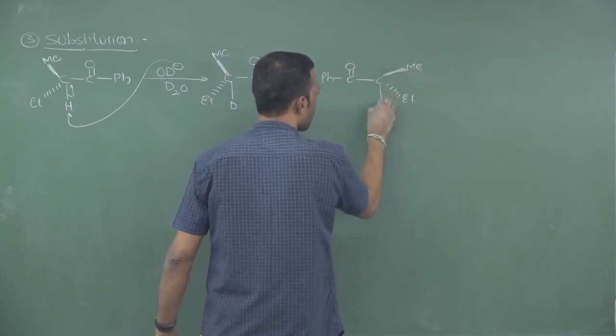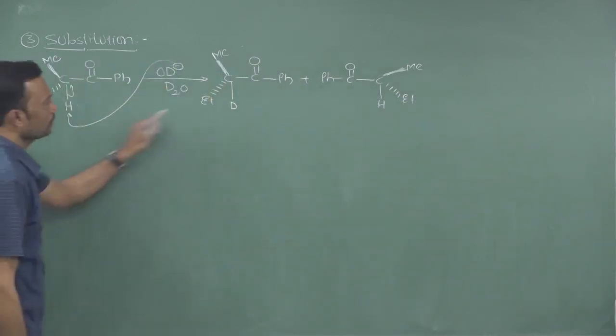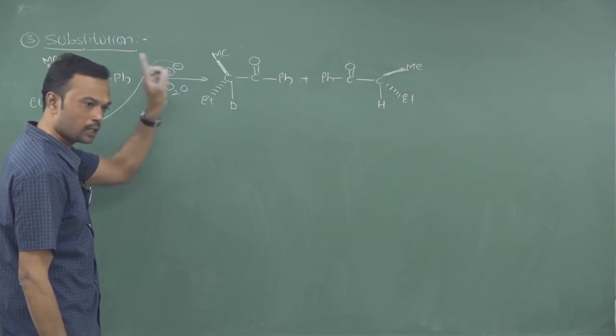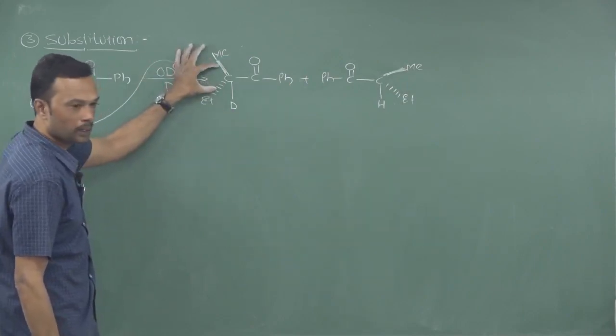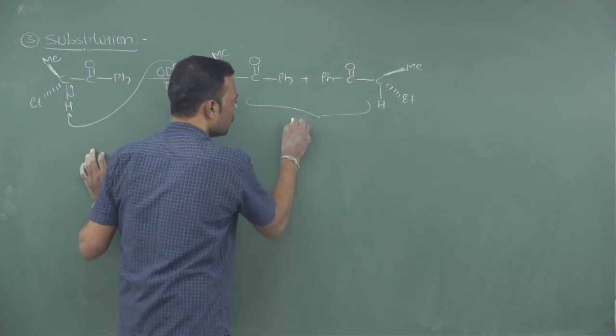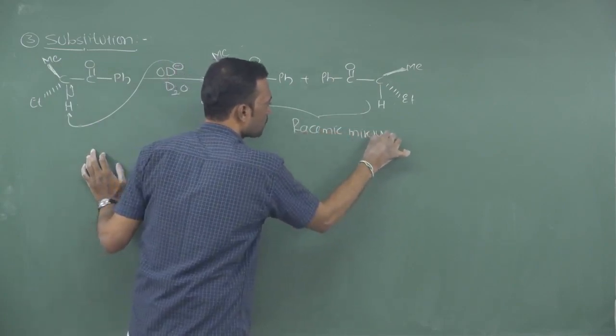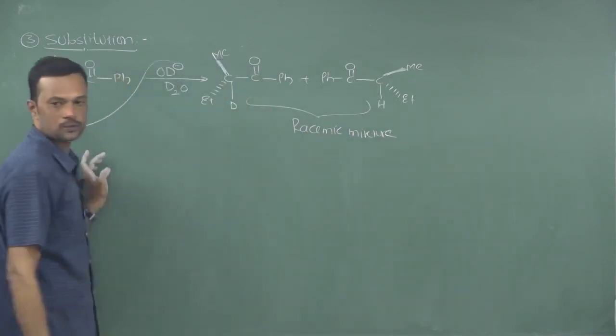This is ethyl and I am writing one more hydrogen. You can also write in one more way. This you write down above direction, you can also write in below direction by keeping these two in one plane. Now what is the relation now? This relation is a racemic mixture. A racemic mixture is nothing but two enantiomers.